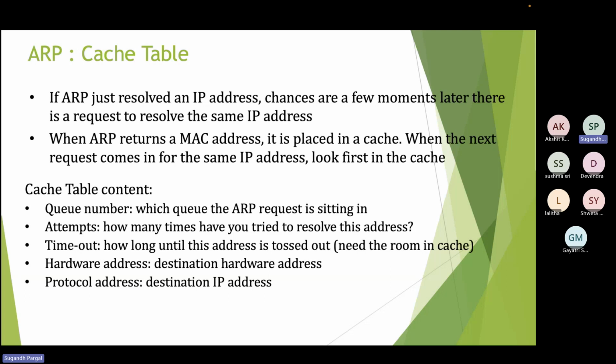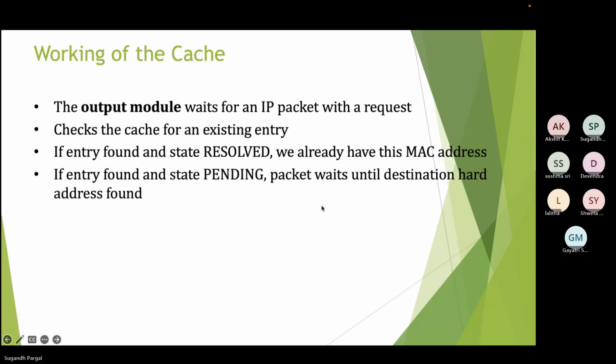Then we have the hardware address, which is the destination hardware address, and the protocol address, which is the destination IP address. So the working of the cache table is that the output module waits for the IP packet with a request. Then it checks the cache for an existing entry. So if the entry is found and the state is resolved, we already have this MAC address.